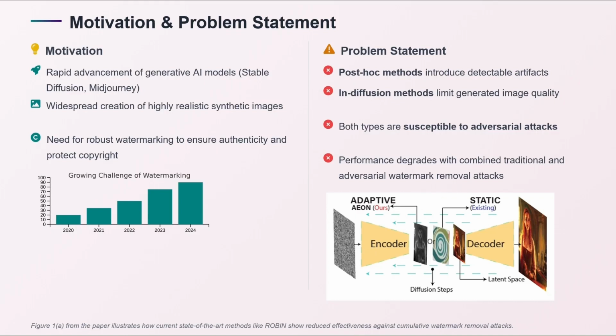the generated content. There are two different types of watermarking methods, post hoc methods and in diffusion methods. Post hoc watermarking methods embed the watermark after the image is generated, while in diffusion watermarking embeds the watermark during the generation process. Both types are vulnerable to adversarial attacks, and performance degrades when we combine all of the attacks and mimic real world editing. Adaptive watermark is embedded in AEON, while existing methods such as Robin embed a static watermark that is visible when we embed in later diffusion steps.